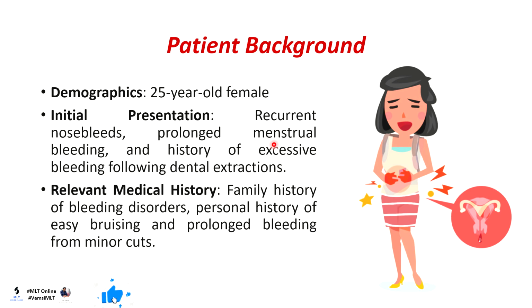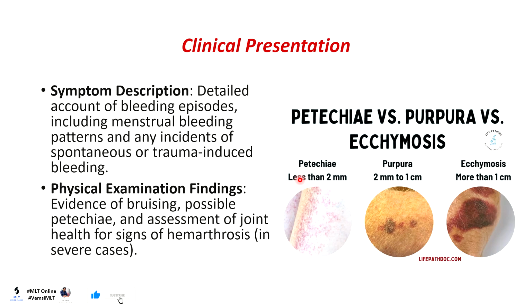The patient is a 25-year-old female. The initial presentations include recurrent nose bleeding, prolonged menstrual bleeding, and a history of excessive bleeding after dental extraction. Relevant medical history: family history of bleeding disorders, personal history of easy bruising, and prolonged bleeding from minor cuts has been observed in this patient.